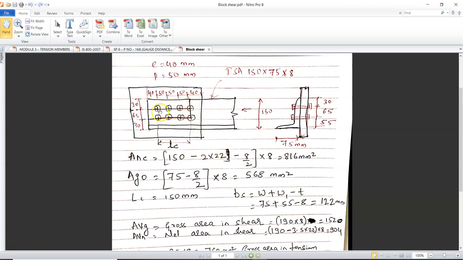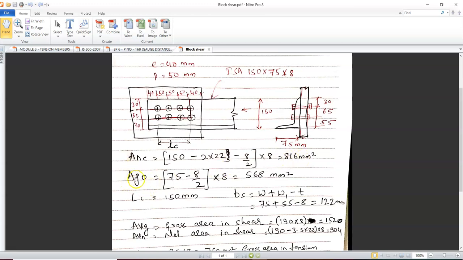Here in this case, there are 2 rows of bolt holes. That is why 2 bolts are deducted. 2 into 22 minus half the thickness, whole bracket into thickness of the angle, which will give you 816 square mm.